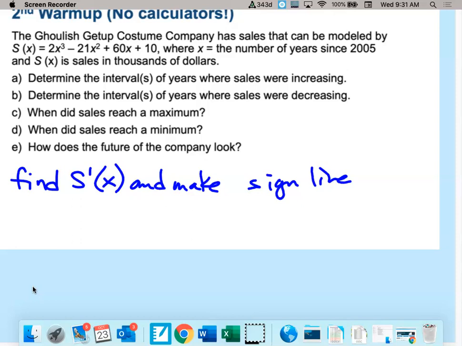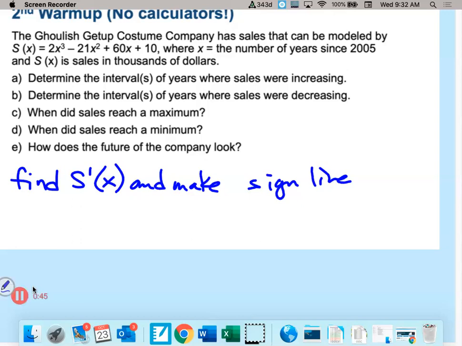sign line, which looks like every single group did. Well done. I like that you all realized to start your sign line from 0, because in the context of the problem, it wouldn't make sense to include years when the company didn't exist, right? So we're talking about years from 2005. So we want to start at 0, which represents 2005, and just go forward from there.